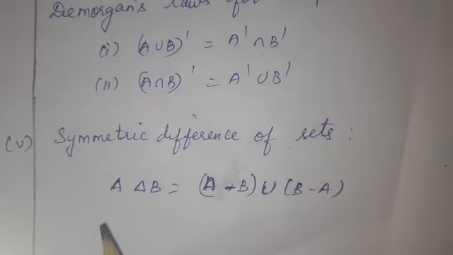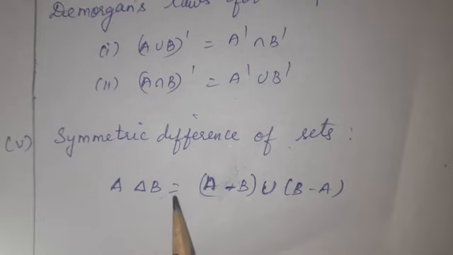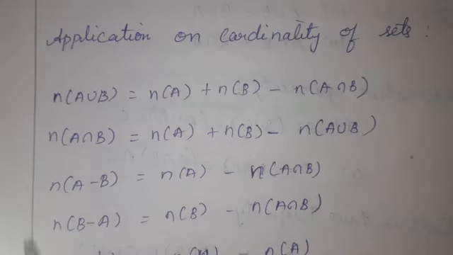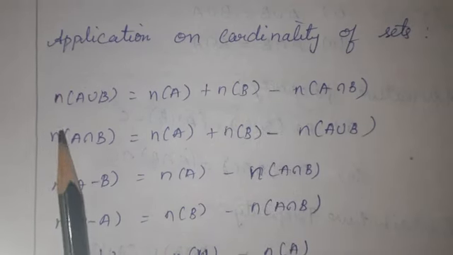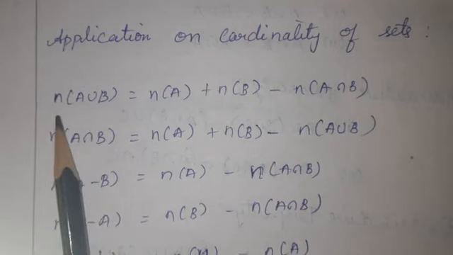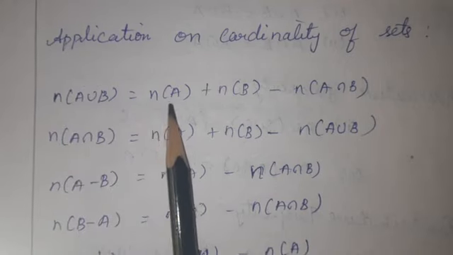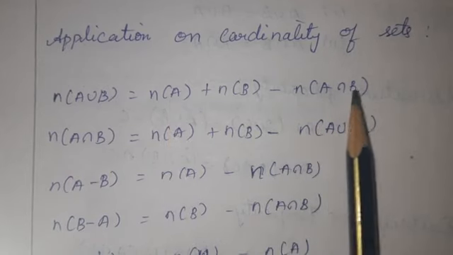Next we will see the formula for symmetric difference of sets. A symmetric B. This symbol's name is symmetric difference. A symmetric B is equal to (A difference B) union (B difference A). Application on cardinality of sets. n means number of elements. n of A union B is equal to n of A plus n of B minus n of A intersection B.